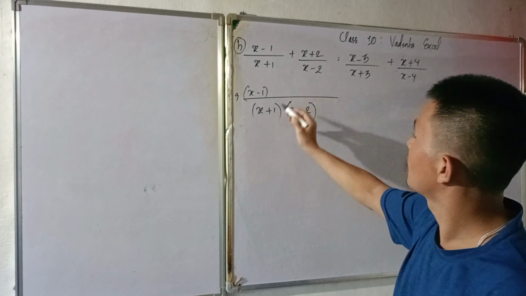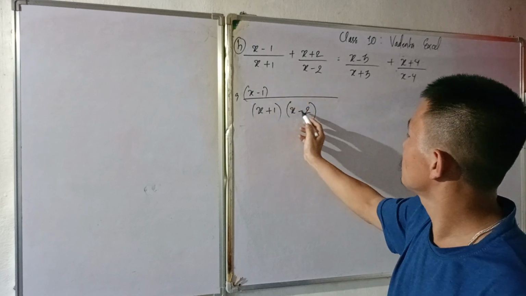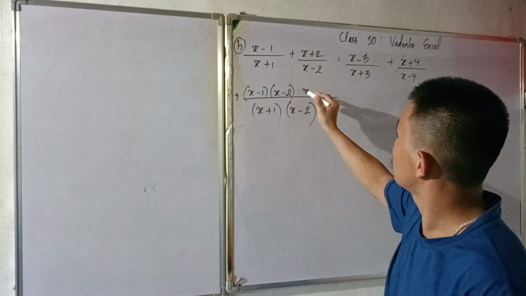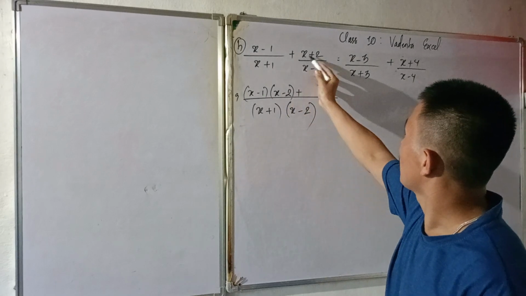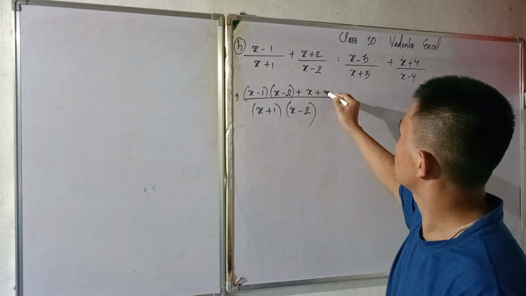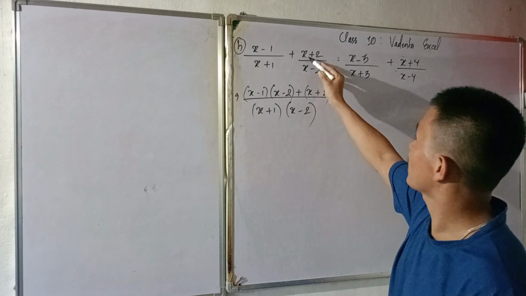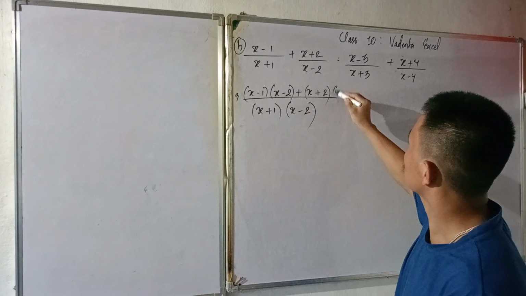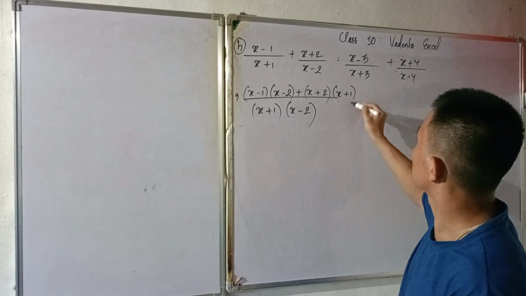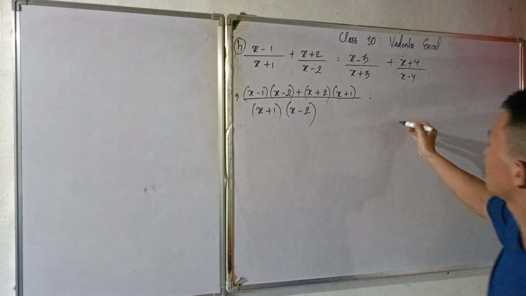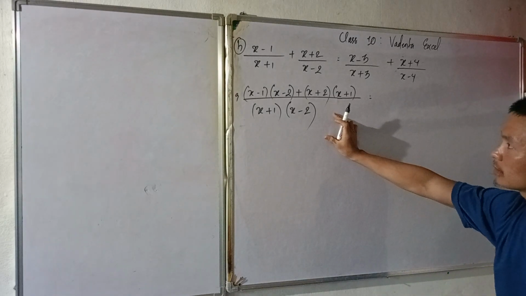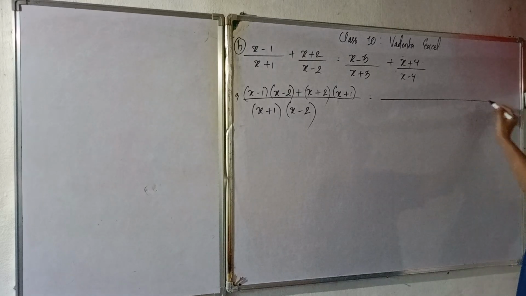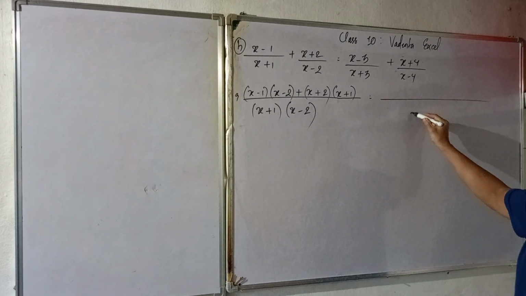So x minus 1 is already there, and the missing part is x minus 2. And this is a plus sign here, so you write x plus 2, and after x plus 2 there is already x minus 2, so the missing part is x plus 1. Whatever is missing there is what you multiply. Same way, whatever you have done here, you just repeat on this side also.